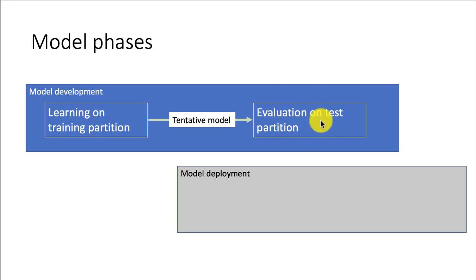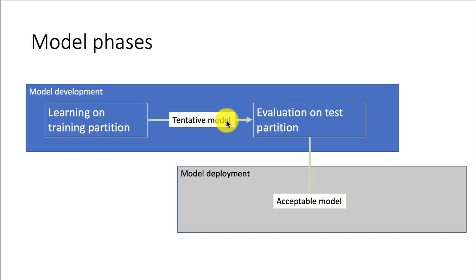Okay, that test partition, if you recall, was data that we just kept away. We did not use it for model building at all. So that is sort of like unbiased, independent data sitting out there. So we get a tentative model from the training partition, and then we apply this tentative model on the test partition. It doesn't yield a new model.